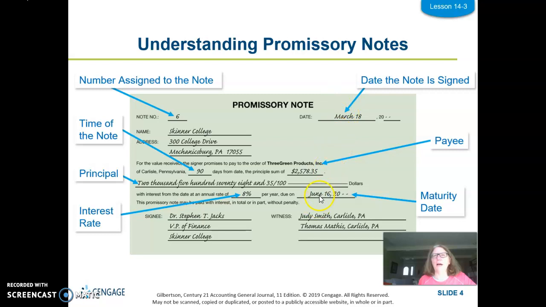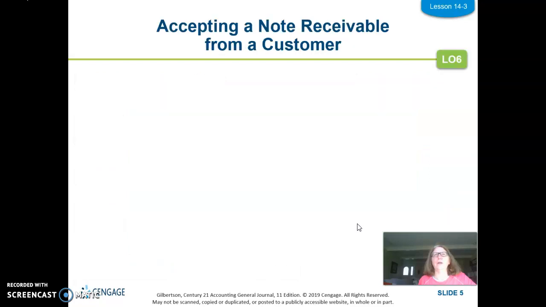And we'll learn how to calculate that, because you're going to have to do that in some of your problems, I believe. And then the maker of the note is next, and then the witness to the note.